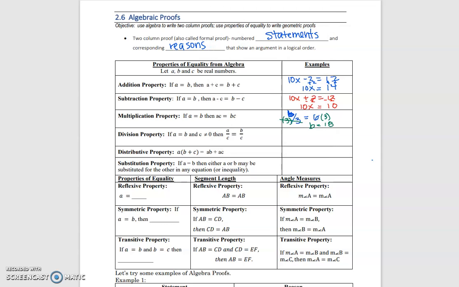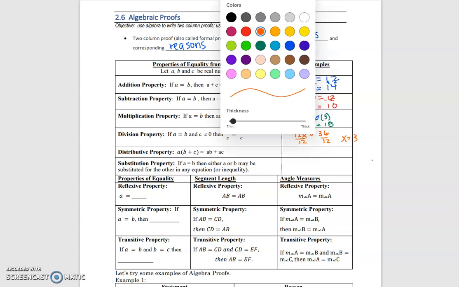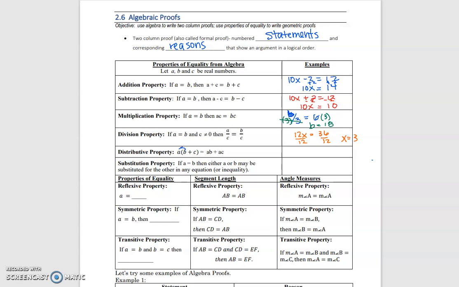And then we have our division property. For example, if I had 12x equals 36, then I would divide both sides by the same number, 12, to get x is 3. Then distributive, we know that one, distributing that number in front. So 3 times x minus 2 is going to be equal to 3x minus 6 when we distribute that 3 to each term inside the parentheses.